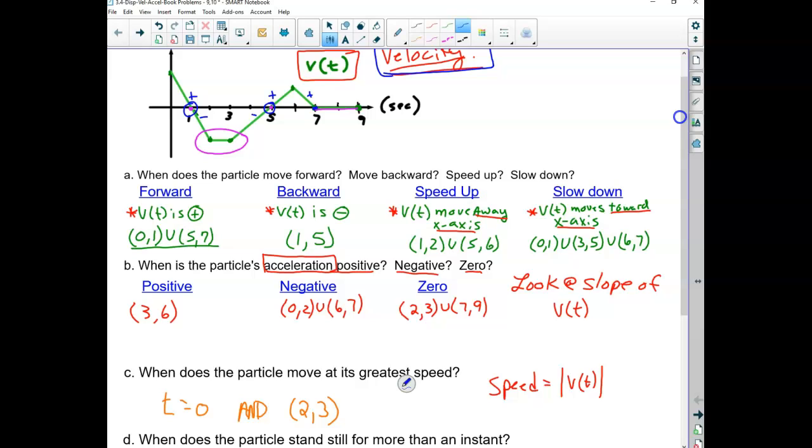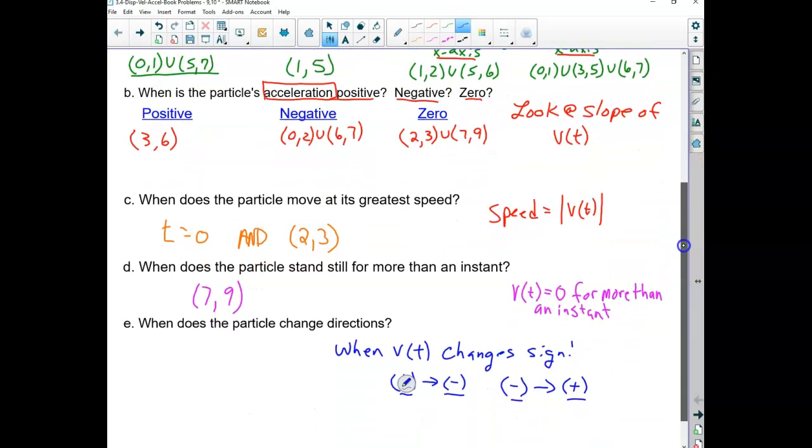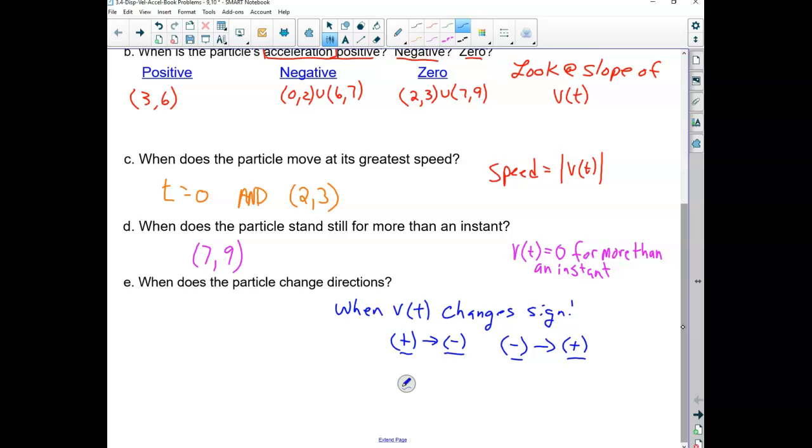So I only changed direction at t equals 1 and t equals 5. That's the only place my velocity actually changed sign. So that is at t equals 1 and at t equals 5.